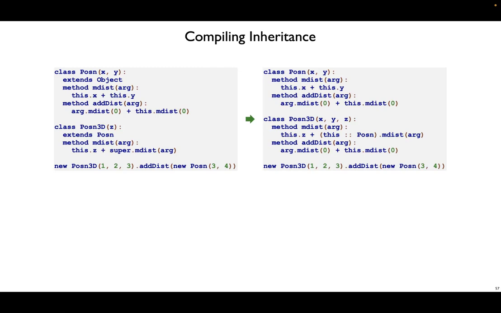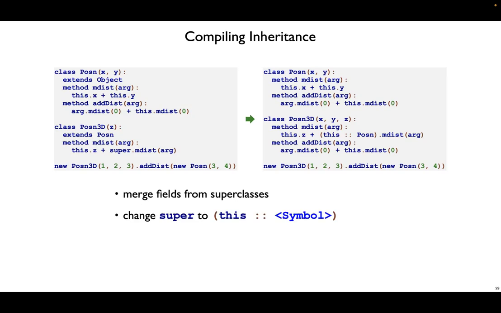Finally, rather than change the interpreter, we'll implement inheritance as a compiler. We'll start out with the clean code on the left, and we will compile that into the code on the right, which works with the interpreter that we have from before. This compiler has several jobs. It needs to merge fields in from a superclass down to the subclass. So for Posin3D, we need to merge the X and Y fields with the new field Z.